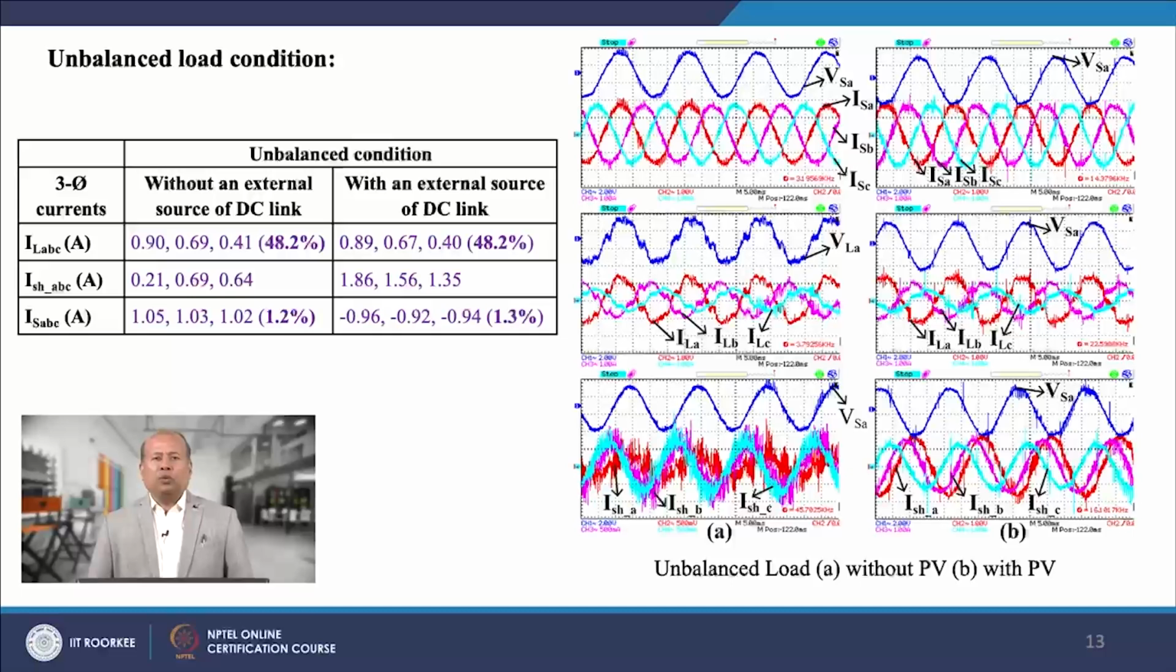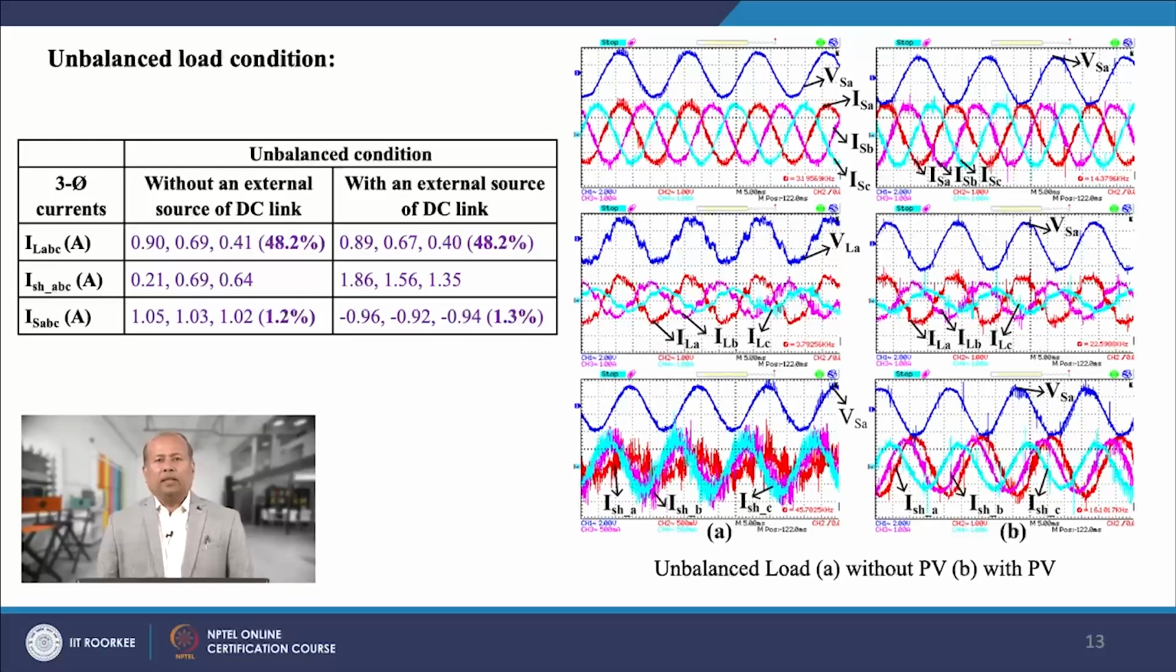Now, moving to the unbalanced conditions, the unbalanced load is considered, that is, the 3 phase load is having different magnitude in each phase. So, the unbalanced rate for the given condition is 48.2%. For this condition, the compensation is verified without and with external DC source at the DC link as shown in figures A and B. The corresponding RMS currents are tabulated in the given table.